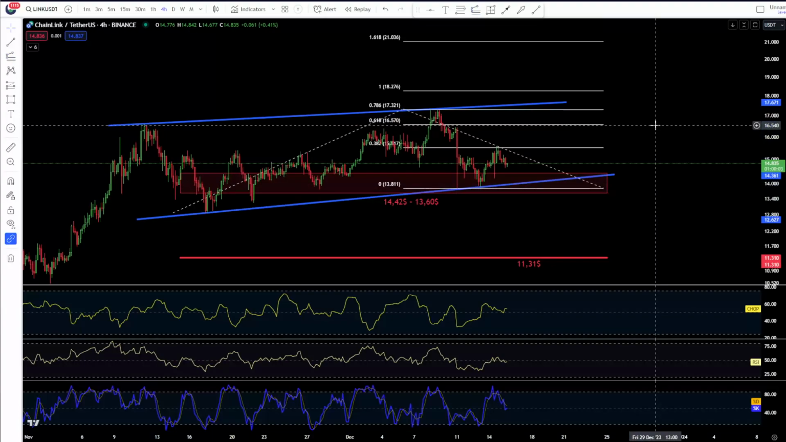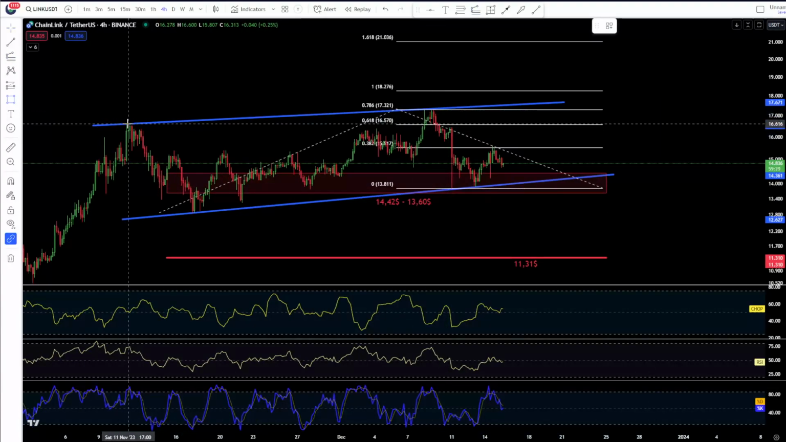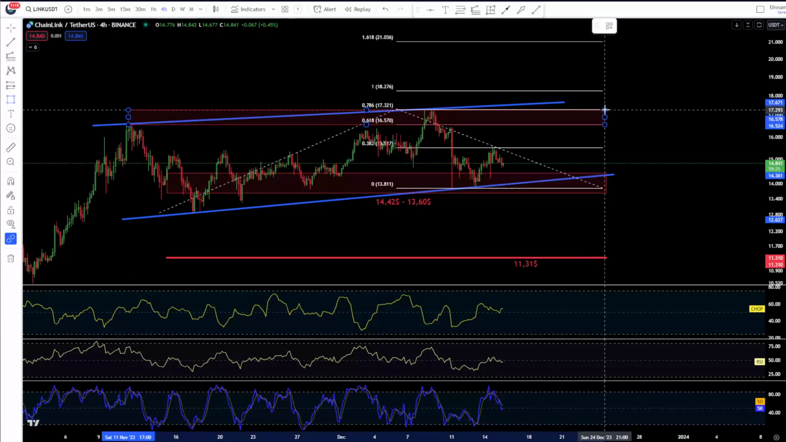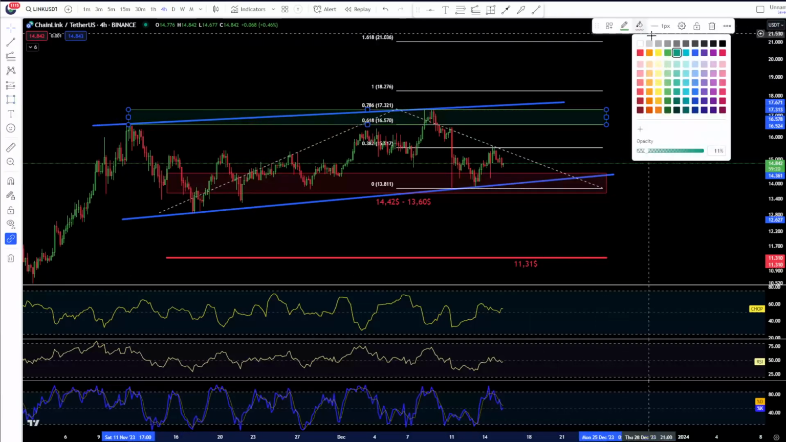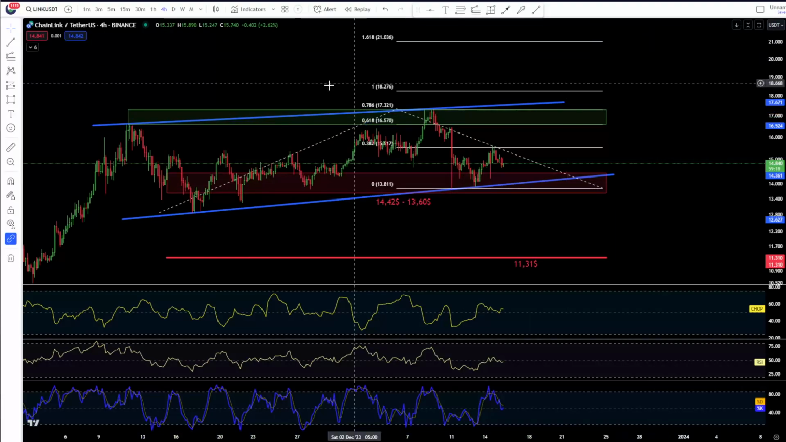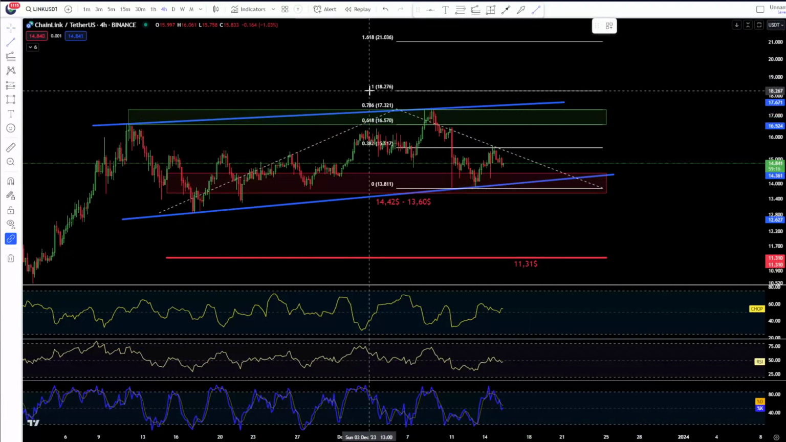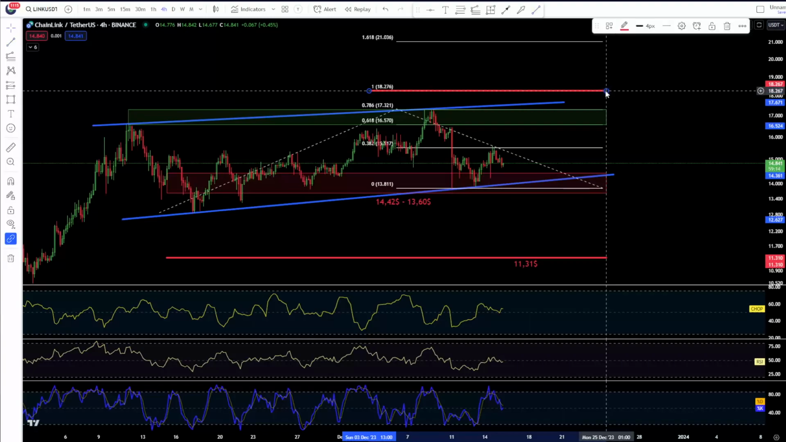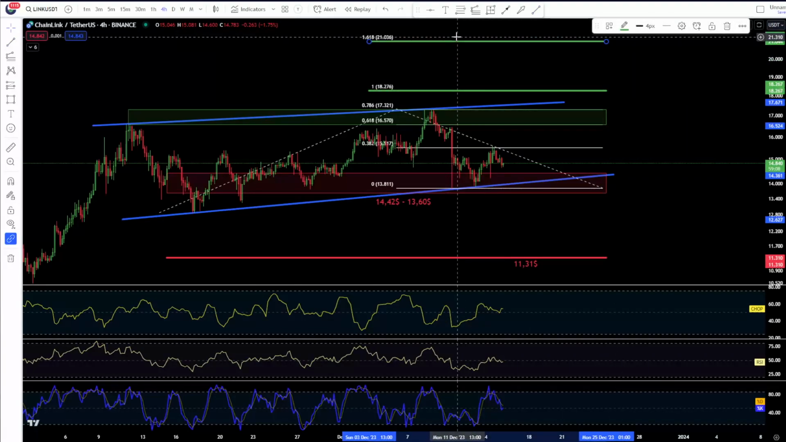Looking the other way, we see that first the price must overcome the important resistance zone from $16.57 to $17.31, which would also result in an exit from the channel and after breaking the resistance at $18.26, a path towards $21.